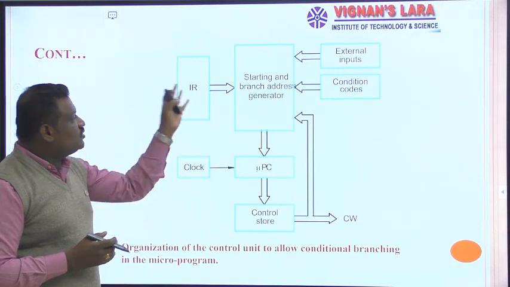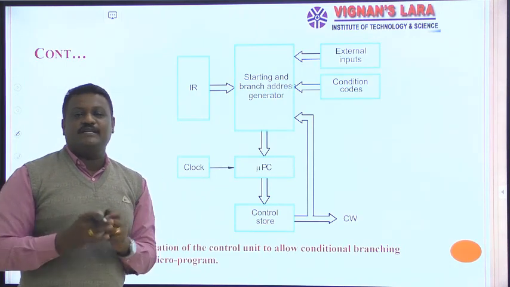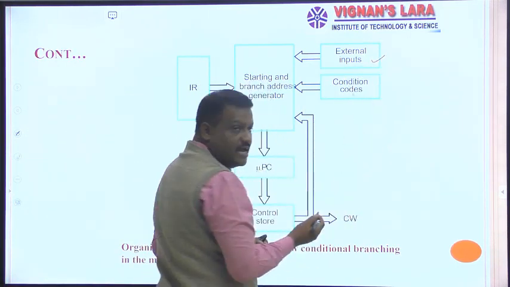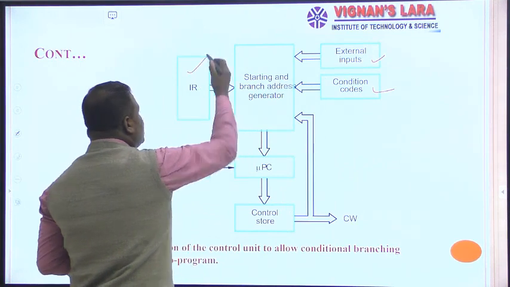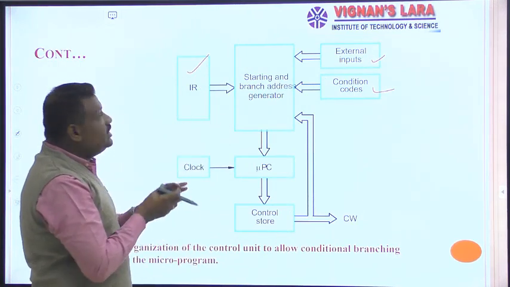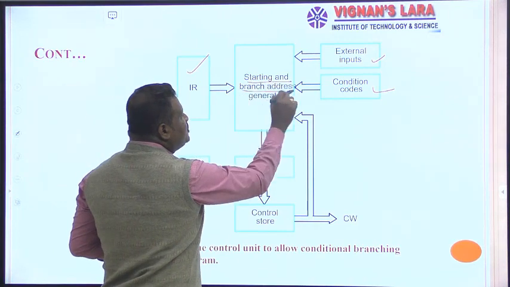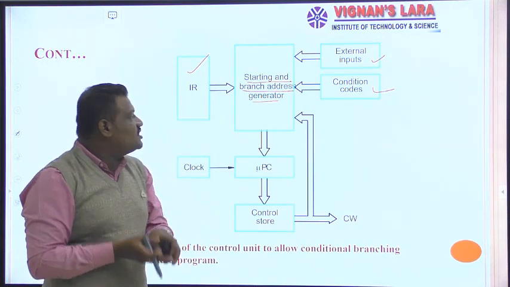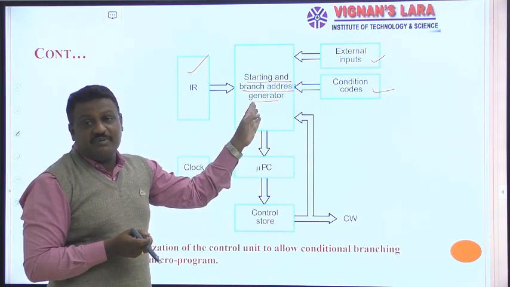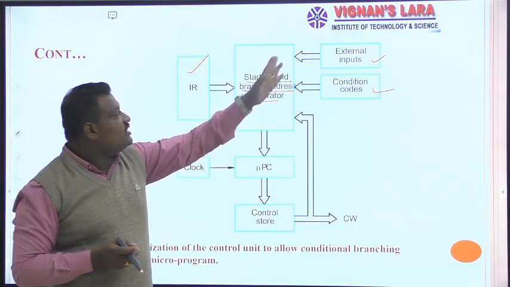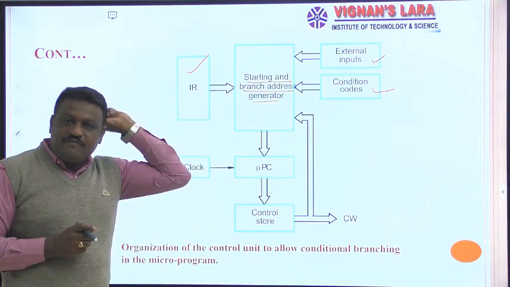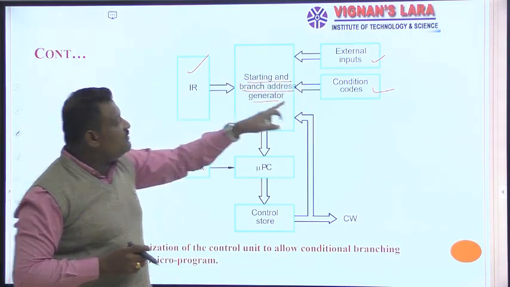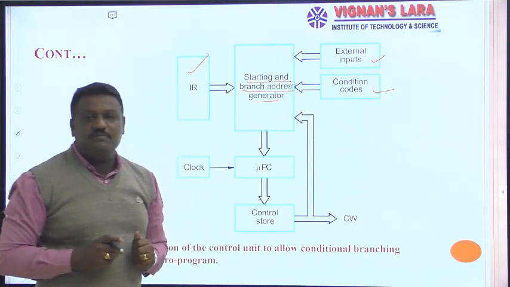This is the control unit which considers all the conditions. See here, friends, I consider external inputs, I consider condition codes, I consider the IR value. These are given as input to the starting and branch address generator. In the previous case it was the starting address generator. Now this block name changes to starting and branch address generator, because here I am considering condition codes as well as external inputs. In the previous design I was not considering these things, I was only considering this. But now I am considering condition codes as well as external inputs also.